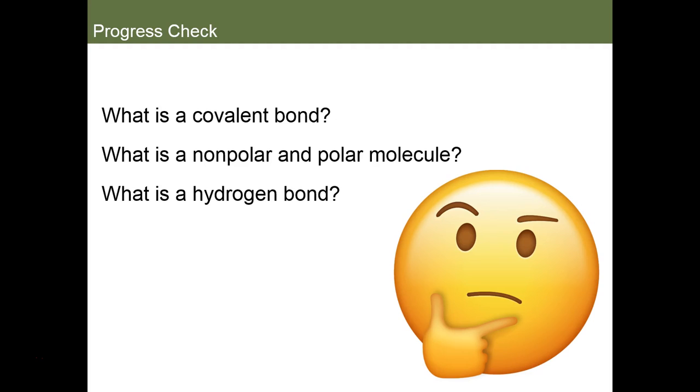Alright, we have our final progress check for this lecture. Please take some time to answer these questions. I find that sometimes students confuse the differences between hydrogen bonds and covalent bonds. So please take some time to review the material for your answers and brush up on anything as needed. Do your best to answer these.